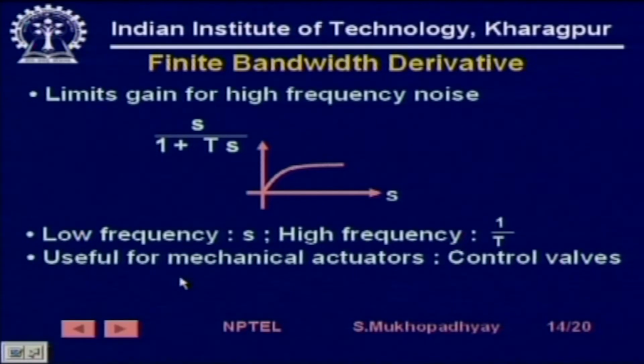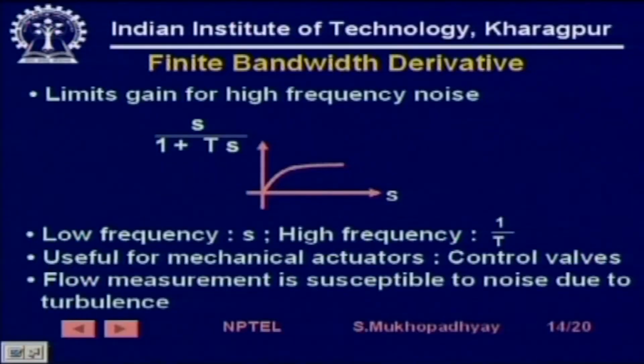Now, this is also useful for certain kinds of mechanical actuators, as I said, that if you give a very high frequency signal and then create a derivative, then you are going to give it very high frequency positive and negative torques, which is not good for a mechanical actuator like a control valve. It might damage the valve, and as I have given an example, such noise may come from various kinds of measurements, especially flow measurements, which are very common in an industrial process.